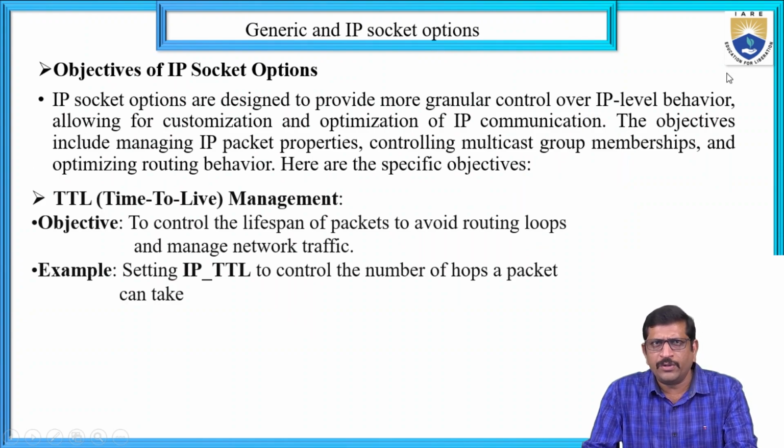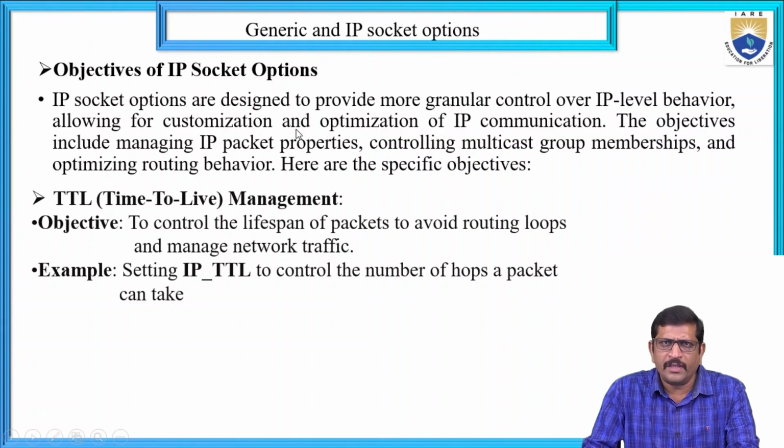The objective of the IP (Internet Protocol) socket options is that they are designed to provide more granular control over internet protocol level behavior, allowing for the customization and optimization of internet protocol communications. The objectives include managing internet protocol packet properties, controlling multicast group membership, and optimizing routing behavior. Here are the specific objectives.